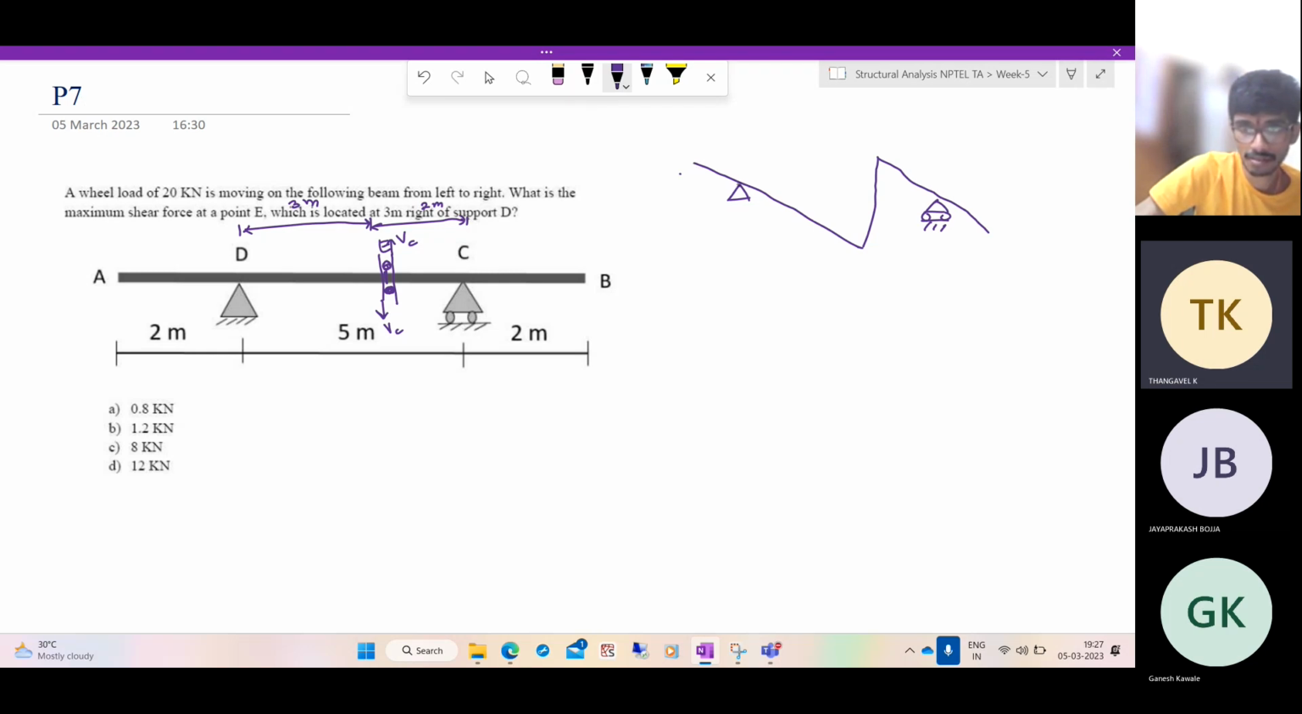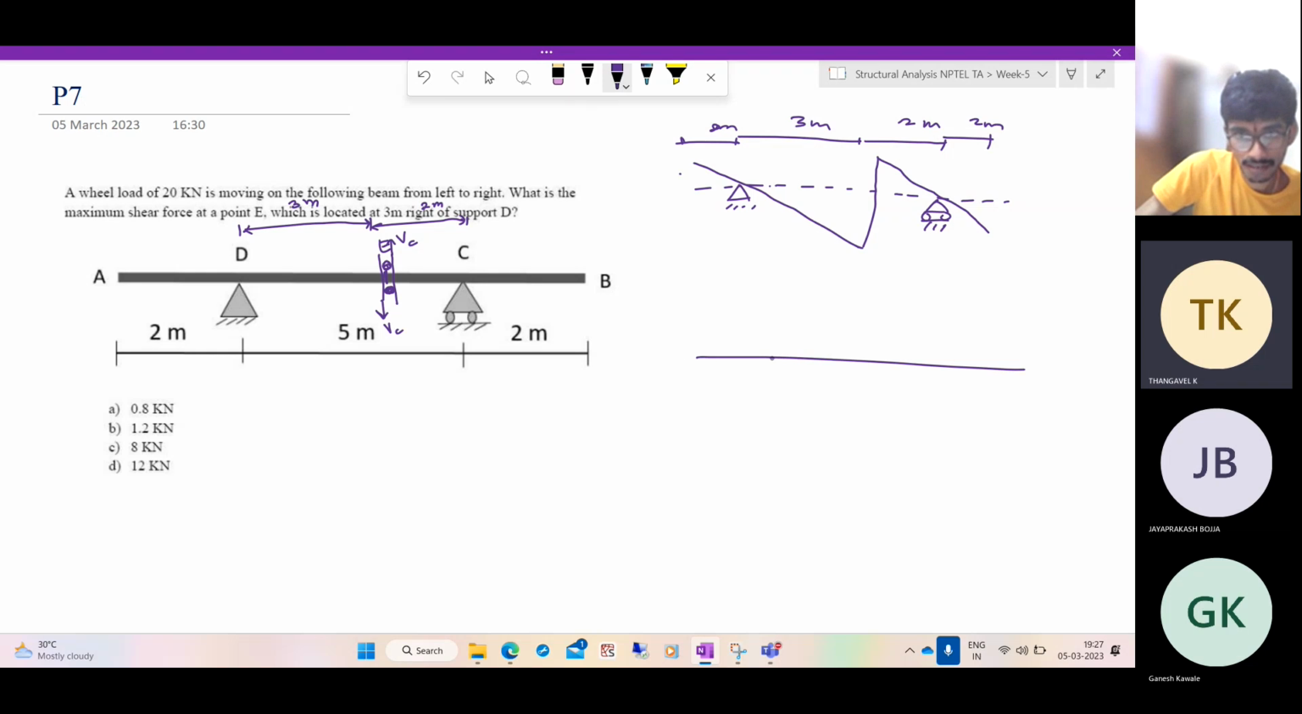So the center line is somewhere like this. This is 2 meters, 3 meters, 2 meters, 2 meters. So let me draw it to scale. So the influence line diagram will look like this: this is 2 meters, this is 3 meters, this is 2 meters and 2 meters. So influence line diagram will look something like this.